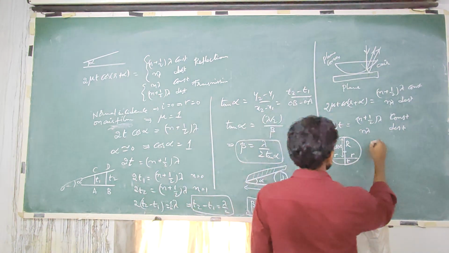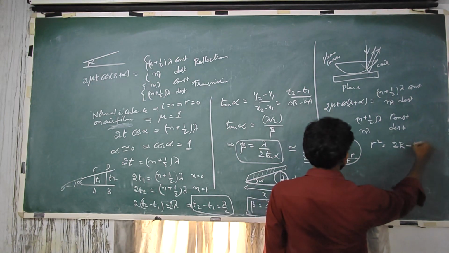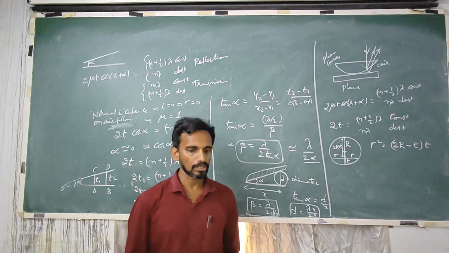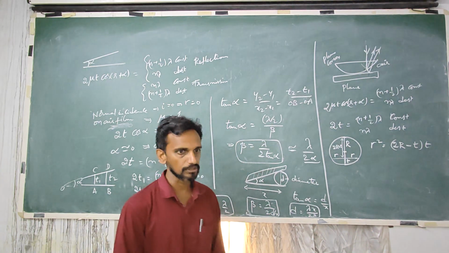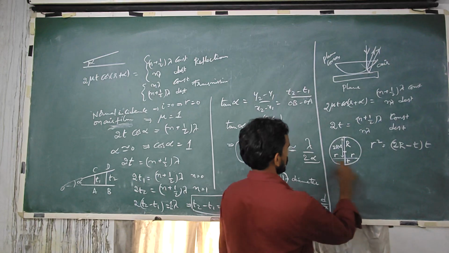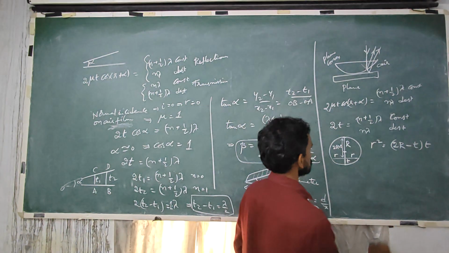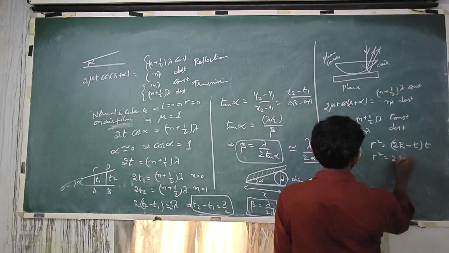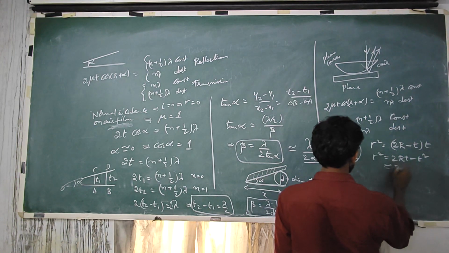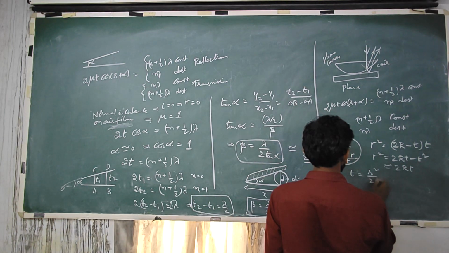So here what happens is, this r square is equal to 2R minus t multiplied by t. The product of the chord sections will be equal. So r square is equal to 2R minus t multiplied by t. So what do you get? r square is equal to 2Rt minus t square, and that t square can be neglected for small values. It is 2Rt. So t is equal to r square by 2R.